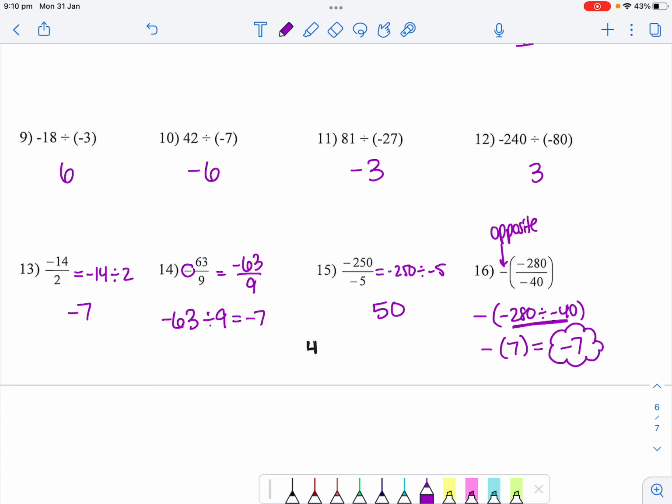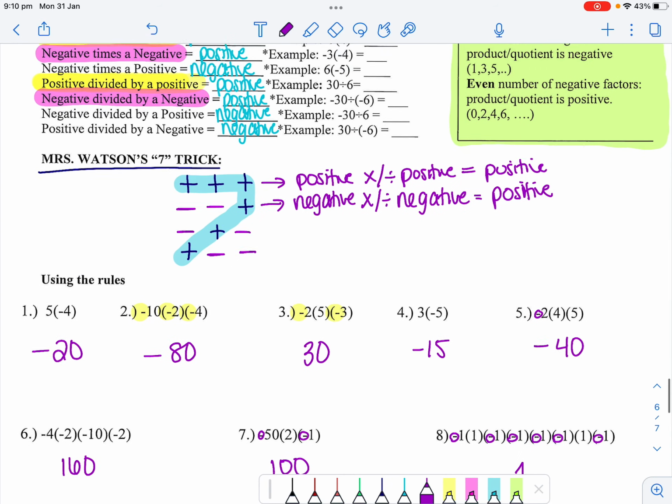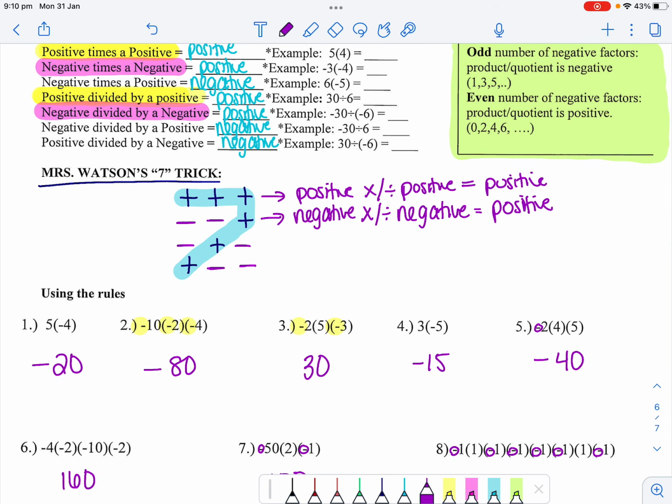Okay? So those are the rules for multiplying and dividing integers or multiplying and dividing with negative numbers. This 7 trick is probably going to be super helpful. So I would remember to draw that on your paper and then to keep in mind these odd and even number of negative factors when you're doing your multiplication or division.